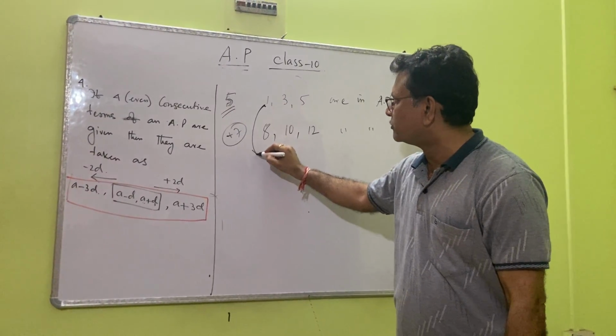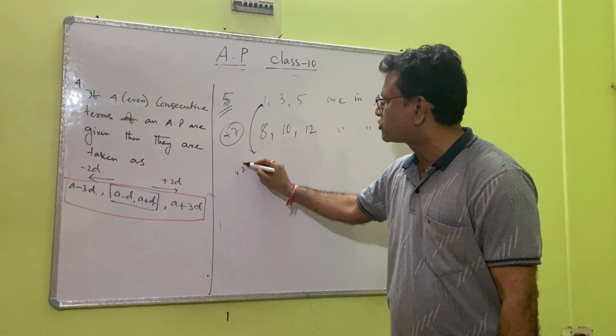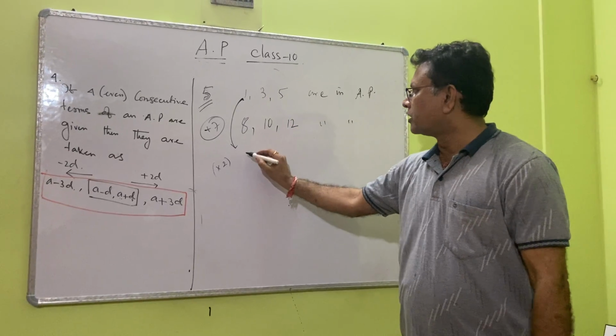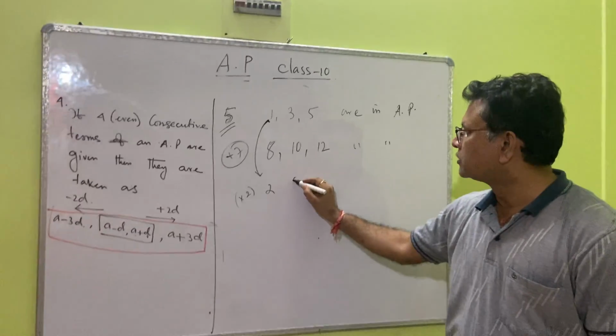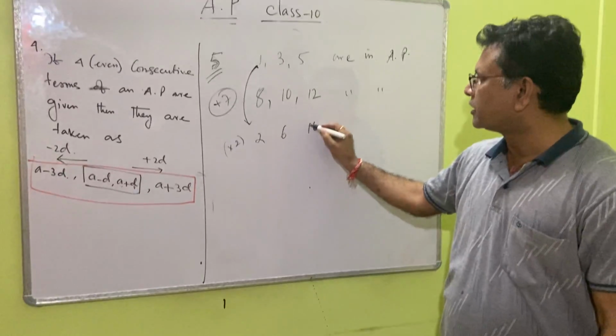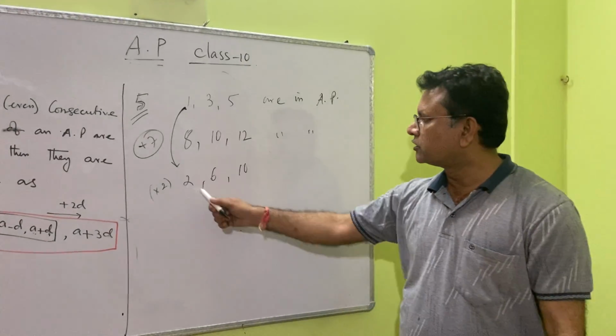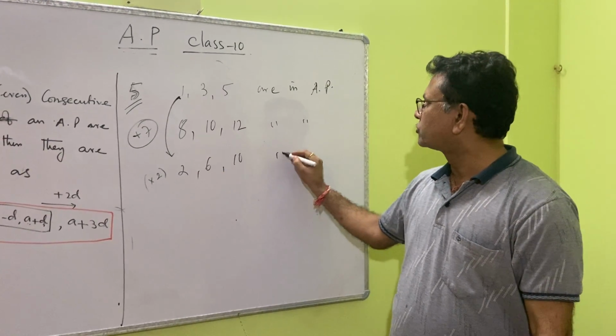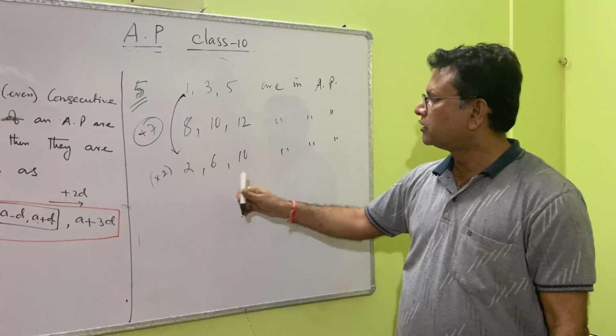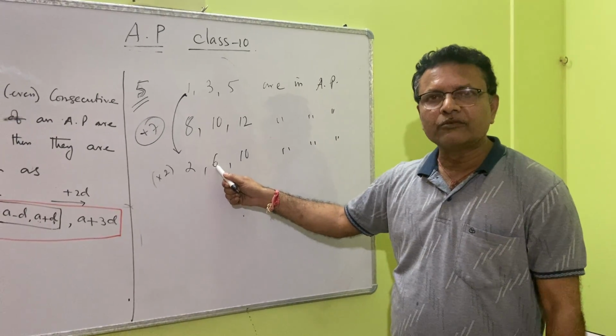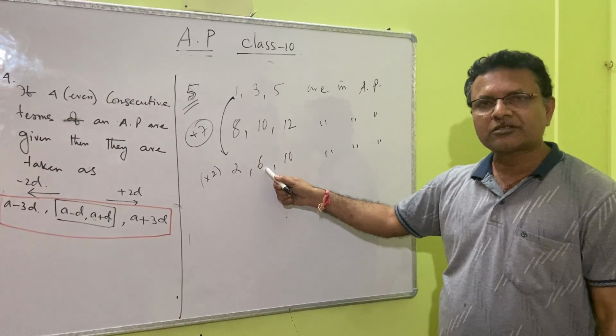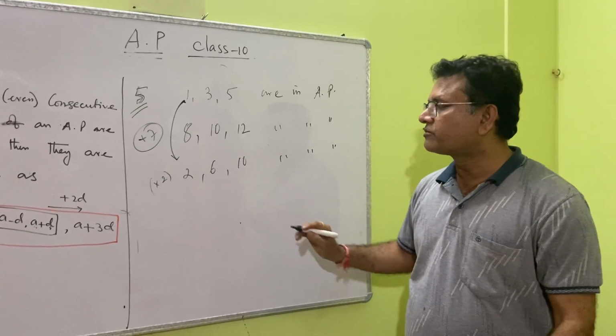I will multiply now. So multiply by, suppose, 2. 1 2s are 2. 2 3s are 6. 2 5s are 10. Check. These 3 numbers are also in AP. Why? Difference of these 2 numbers is what? 4. Difference of these 2 numbers is what? Again 4. So what is my conclusion?